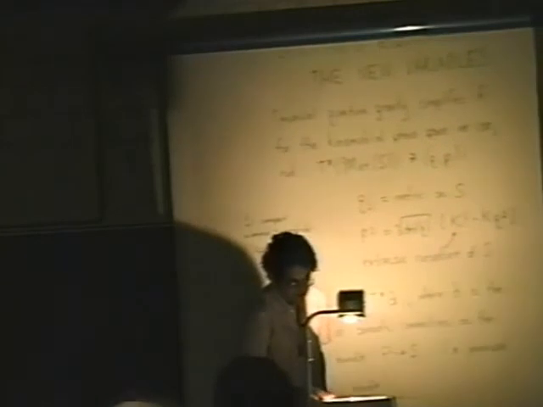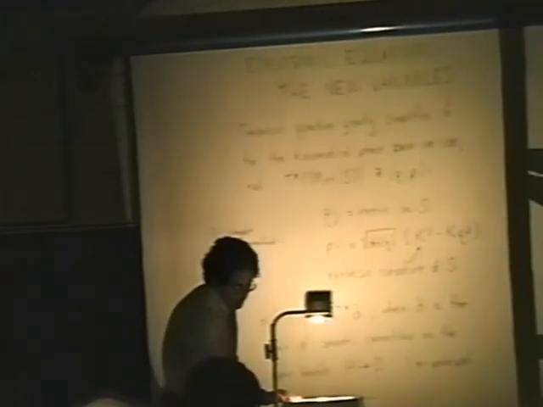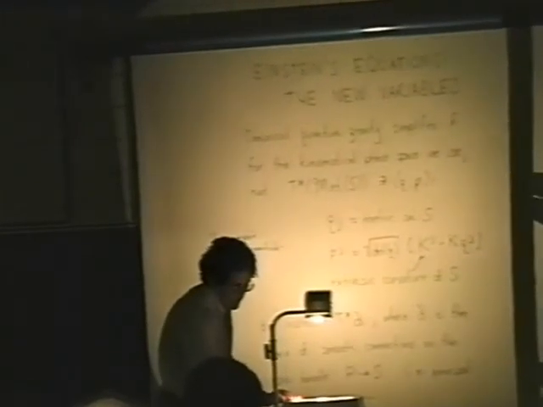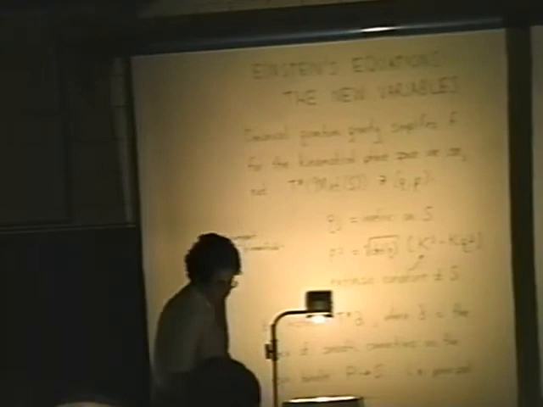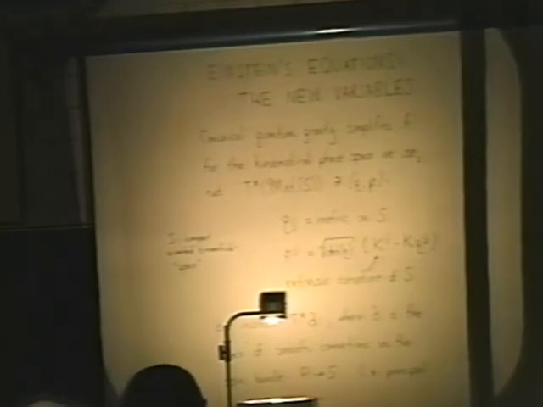So first I have to explain how you can write Einstein's equations in terms of a connection. This way of rewriting Einstein's equations is still often called the new variables, or sometimes the Ashtekar variables, although it was discovered not so recently anymore, around 83 by Ashtekar.